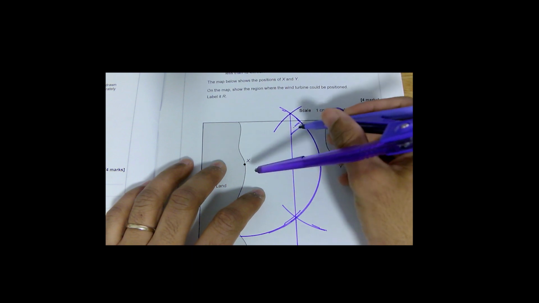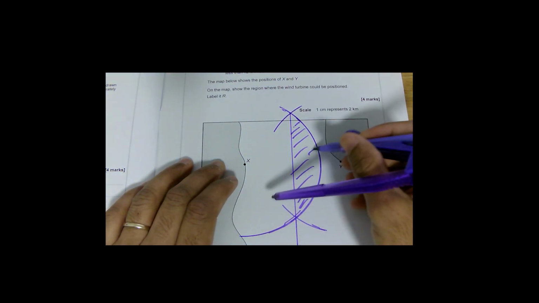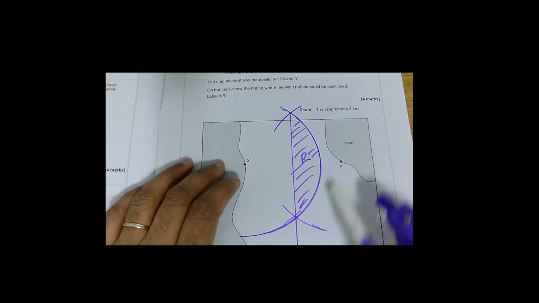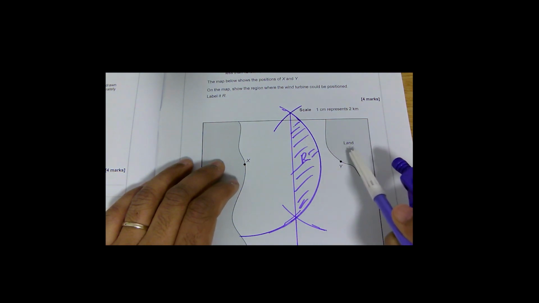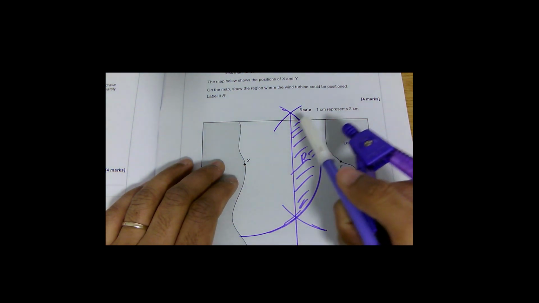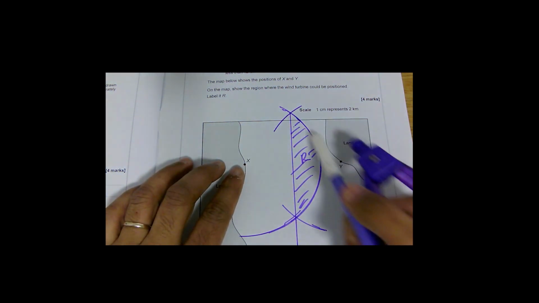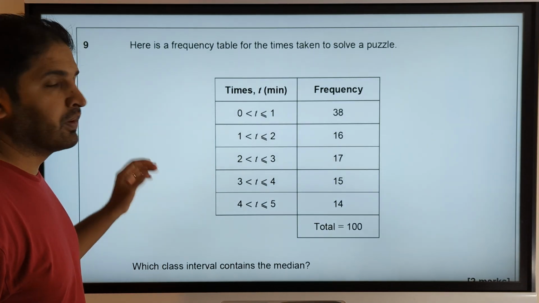So you can place this wind turbine anywhere on this. That is your region R. As long as you place the turbine on this shaded part, it is going to be closer to y than x, and it's going to be within the 12 kilometer radius. So this radius here is 12 kilometers, and that's 4 marks. Right, okay.